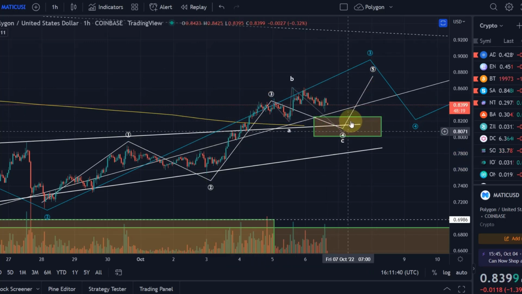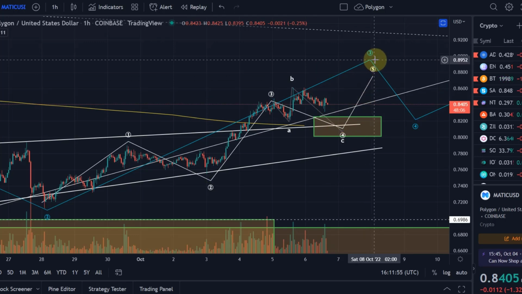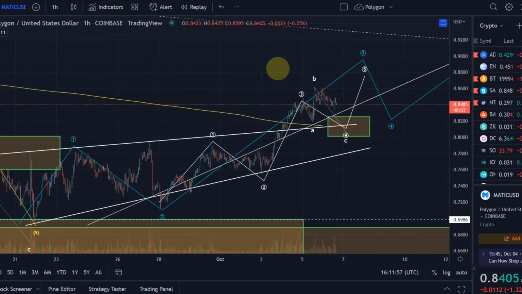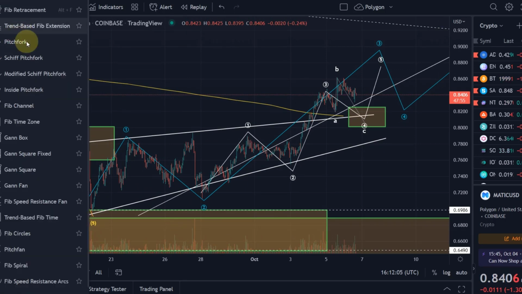I think we've got the next chance to reverse back to the upside between here, the 80 cent level, and the 82.5 cent level. So we could drop a little bit lower into this region and then reverse out of it in a wave 5 to the upside to finish off wave 3 in blue. What would be the target for the wave 3 in blue? Let's check that out by using the extensions.